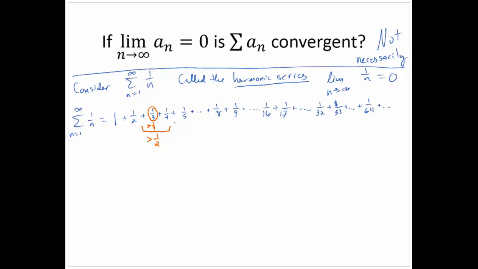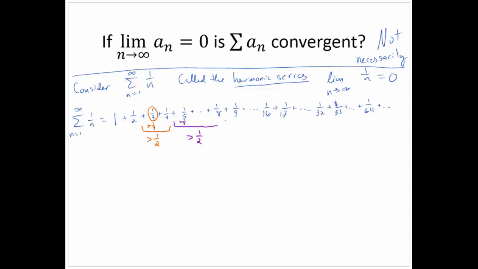Now let's look at the next terms: 1/5, 1/6, and 1/7. Each of those is greater than 1/8. 1/5 is greater than 1/8, 1/6 is greater than 1/8, 1/7 is greater than 1/8. So collectively, there are 1, 2, 3, 4 numbers that are greater than or equal to 1/8, and so collectively these numbers are greater than 1/2.